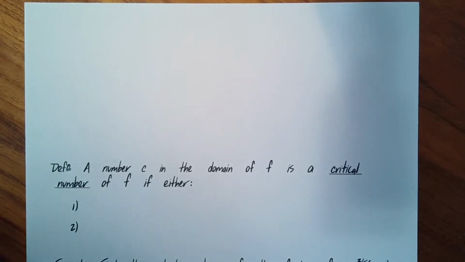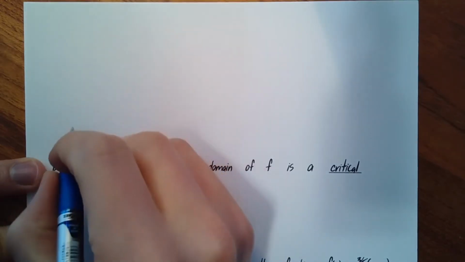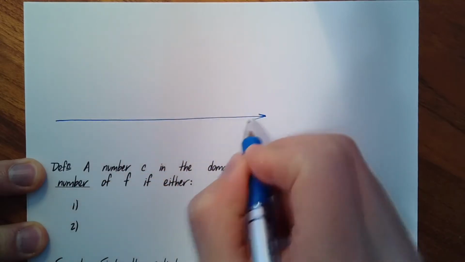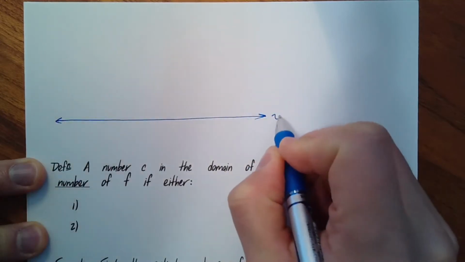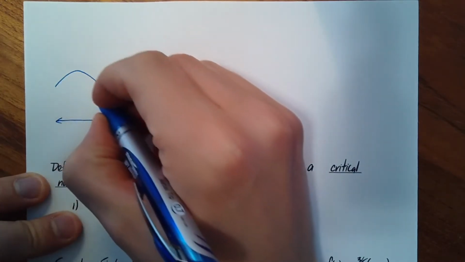Okay, so let's draw a picture. And this time I will draw an x-axis, but I still won't draw a y-axis for the same reason as before. It just gets in the way. But let's draw the x-axis. Okay, and imagine you've got a curve that looks something like this.